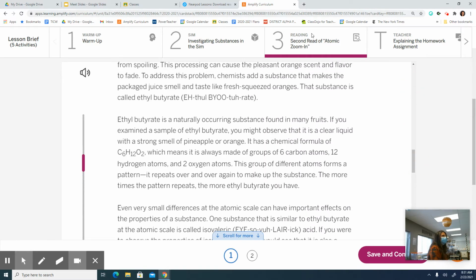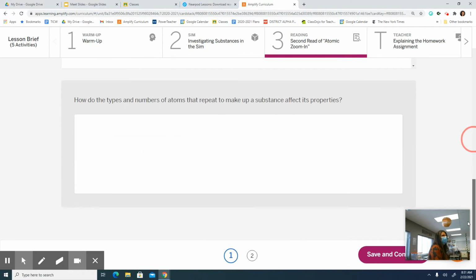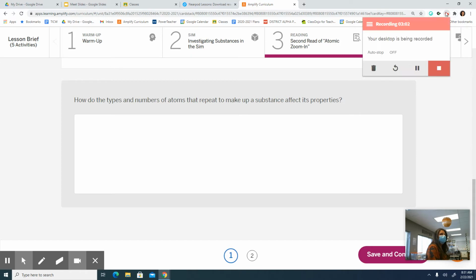You're going to read, highlight, annotate, and your annotations and highlighting should focus on the question, which is below it. How do the types and number of atoms that repeat to make up a substance affect its properties? I'm going to stop talking so that you can read, and then we're going to come back together when everybody is finished.